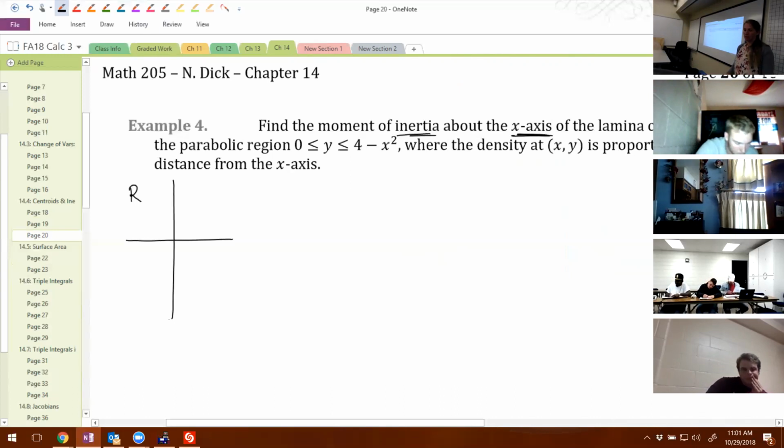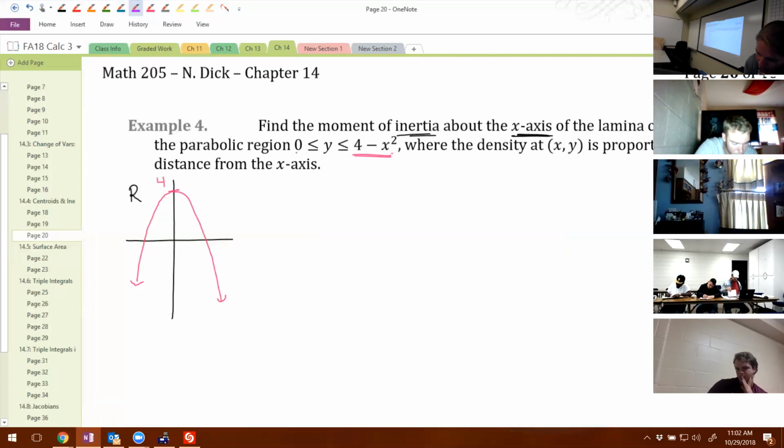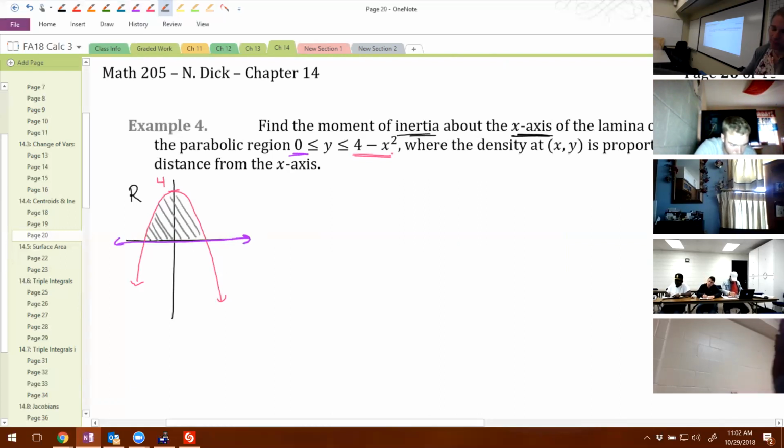All right, moment of inertia about the x-axis, lamina corresponding to the parabolic region 0 is less than y is less than 4 minus x squared. So if we graph this, it's a parabola. It's been shifted up 4 units and reflected. We want less than that and greater than 0. So we're just talking about that little space between the x-axis and that parabola. So that's the region for this one.